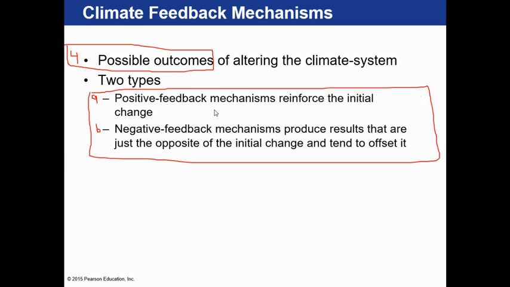When climatologists and meteorologists study climate change, they try to figure out what's going to happen as a result of our warming planet. There are positive feedback and negative feedback mechanisms. Positive feedback mechanisms make the warming worse. Negative feedback tends to sort of cancel it out.